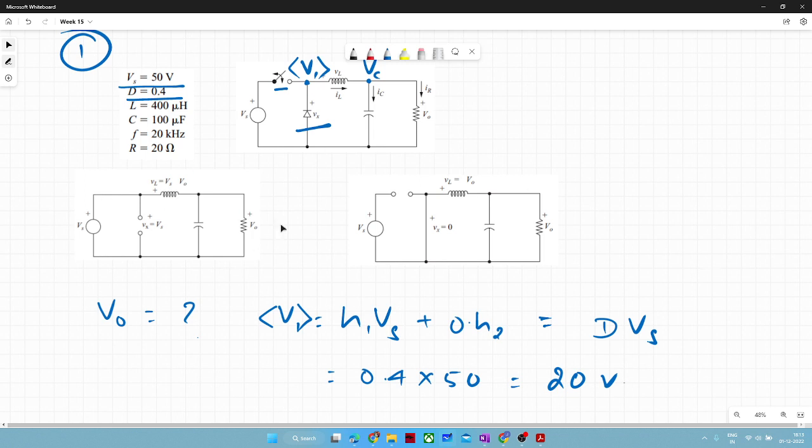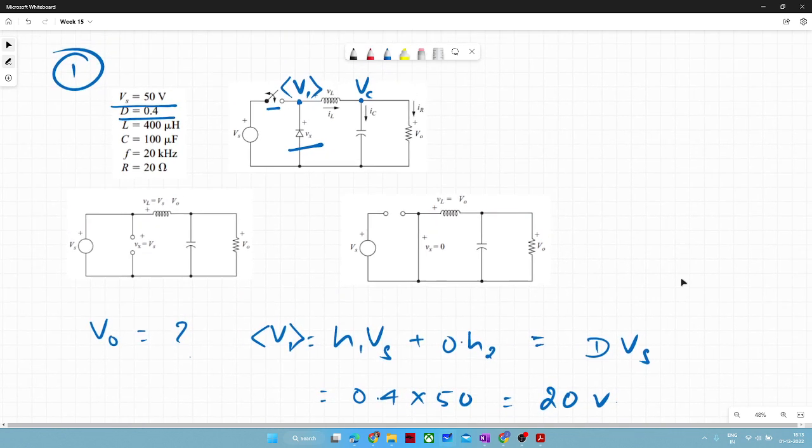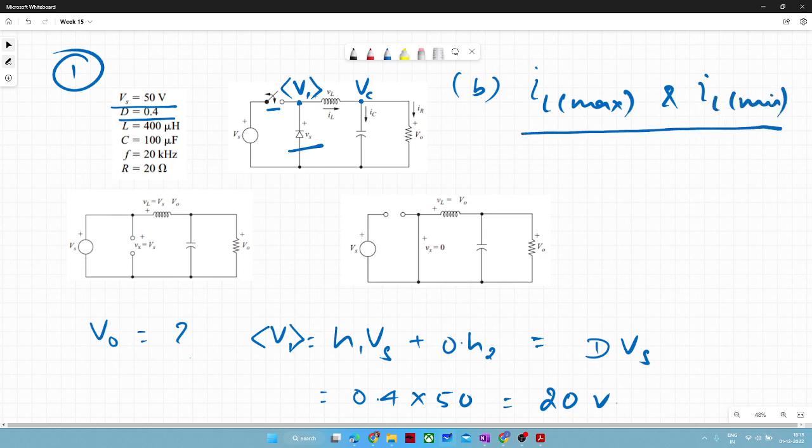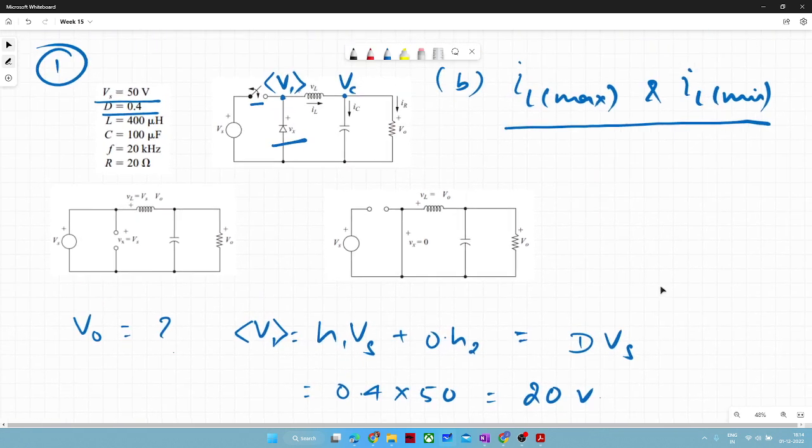The second part in this problem is to find the maximum and minimum inductor current. B part is IL max and IL min. Now, how will we calculate this? So again, if you want to calculate current across inductors, you need to know the voltage equation. VL is equal to L di by dt.